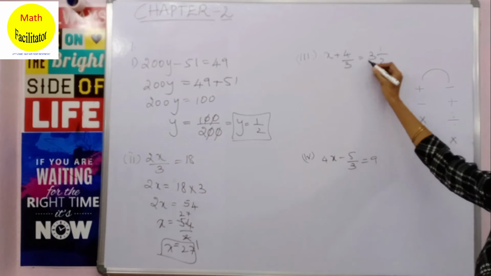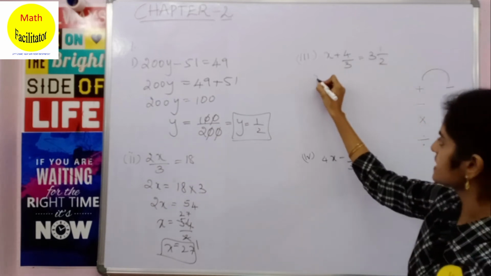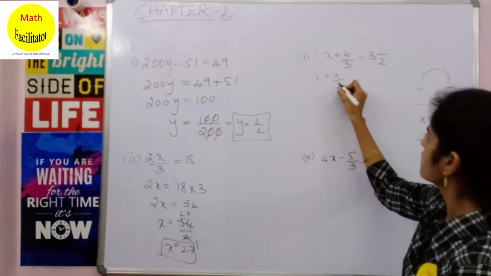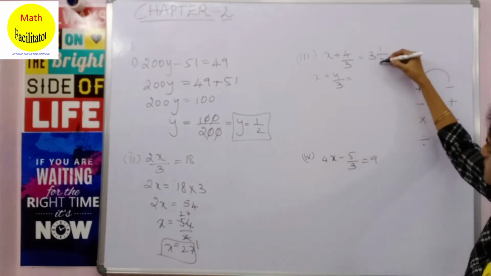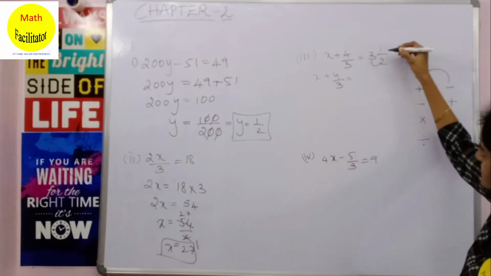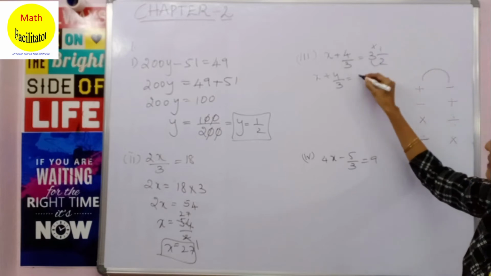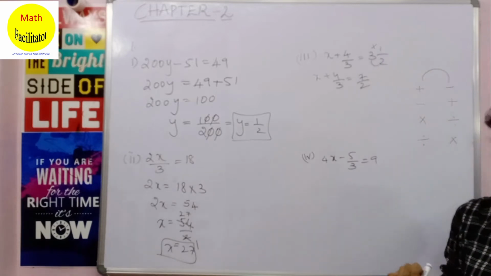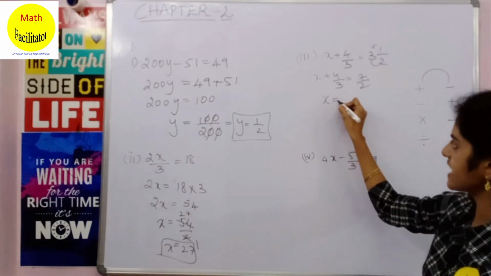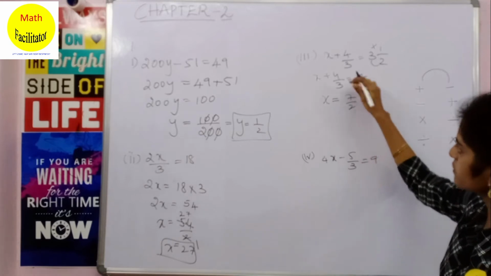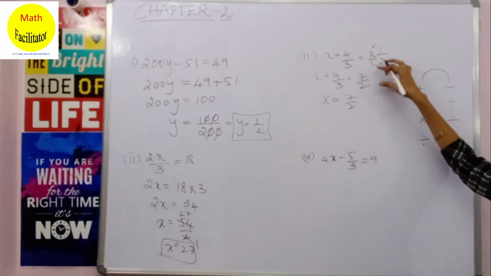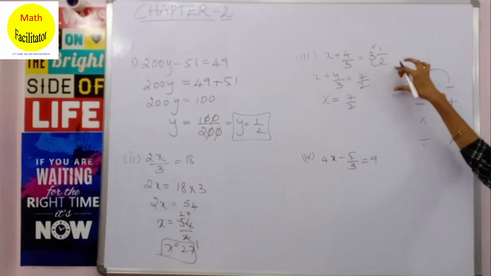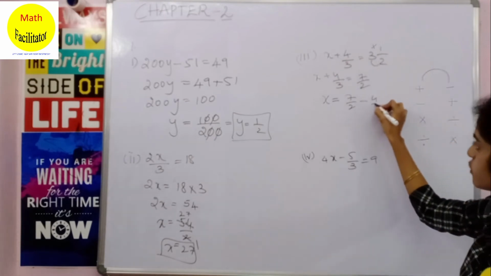X plus 4 by 3 is 3 1 by 2. Firstly, let us convert this into an improper fraction. So 3 1 by 2 is nothing but 2 3s are 6 and 6 plus 1 is 7, so this is 7 by 2. Clear? Now you want the value of x. X equal to 7 by 2. 4 by 3 you will send it to the other side. Here it is plus 4 by 3. If you send it to the other side, it becomes minus 4 by 3.